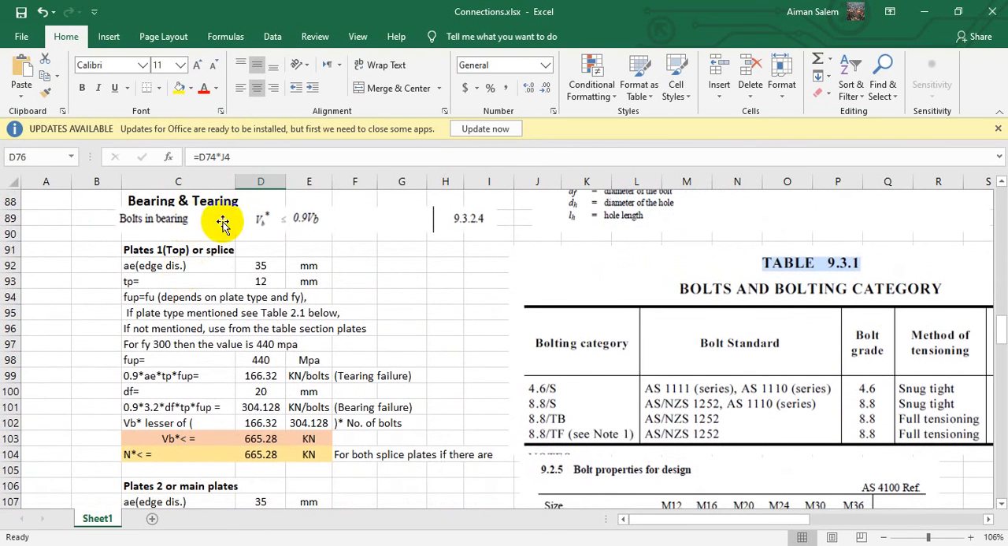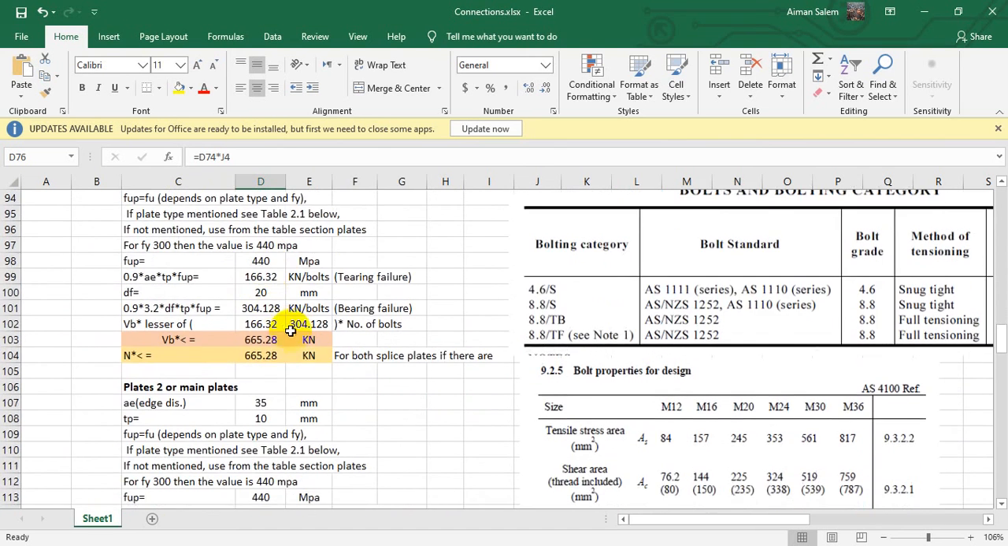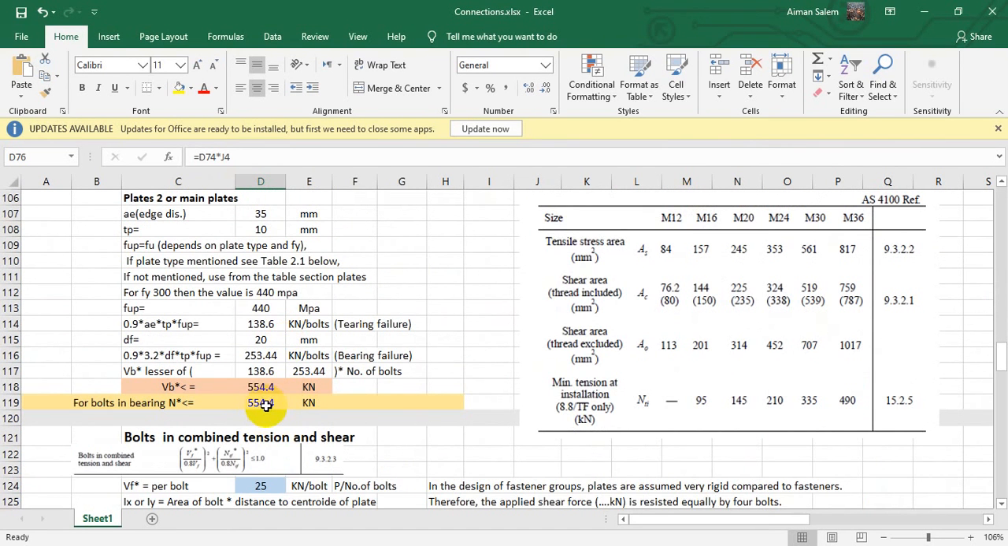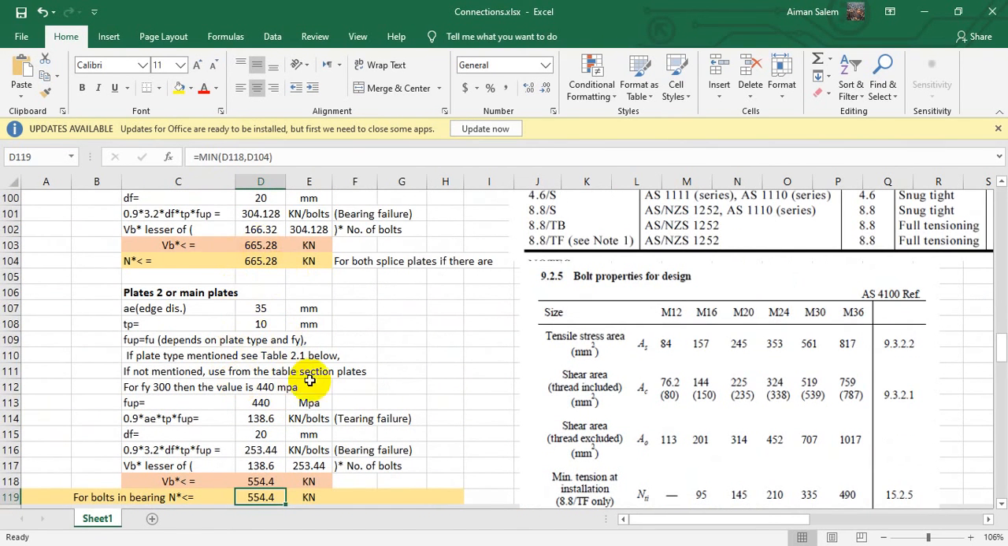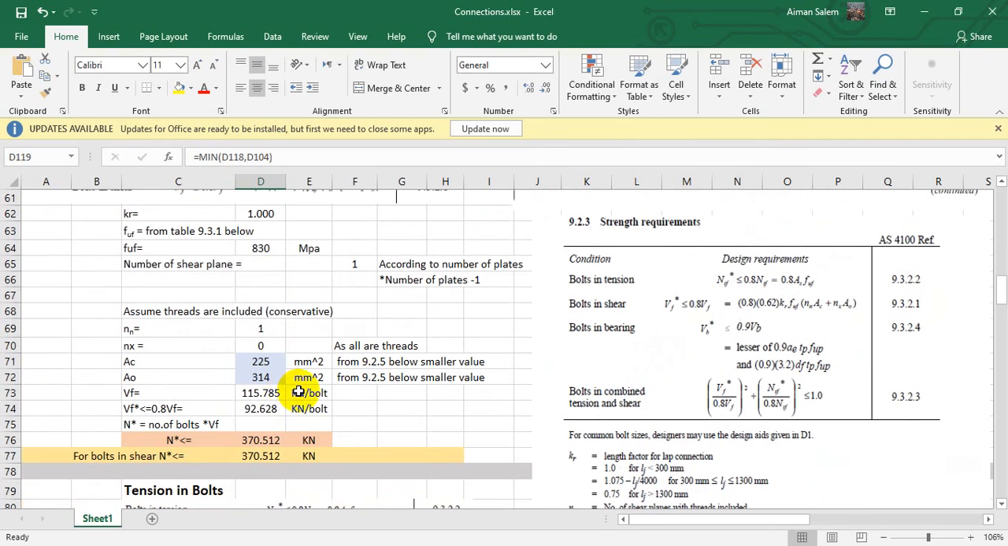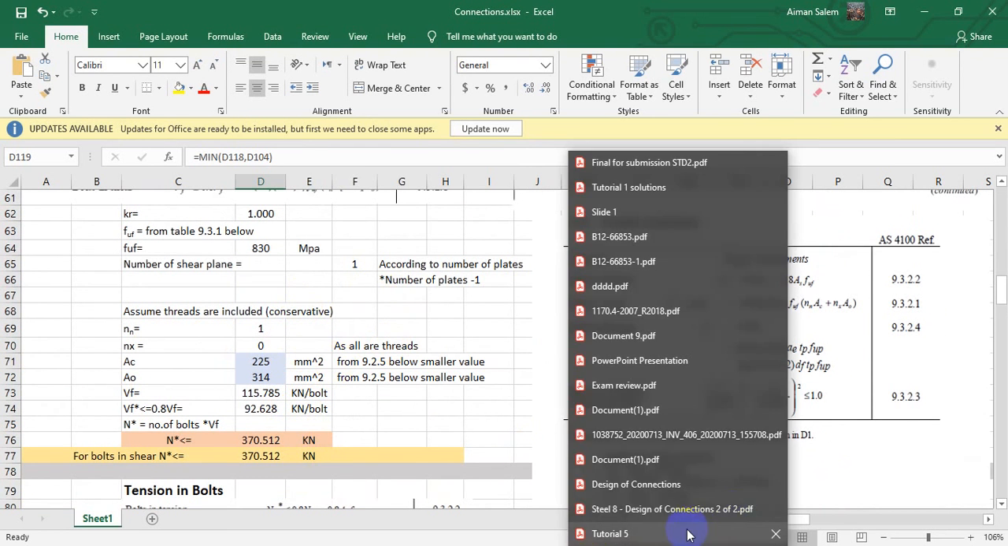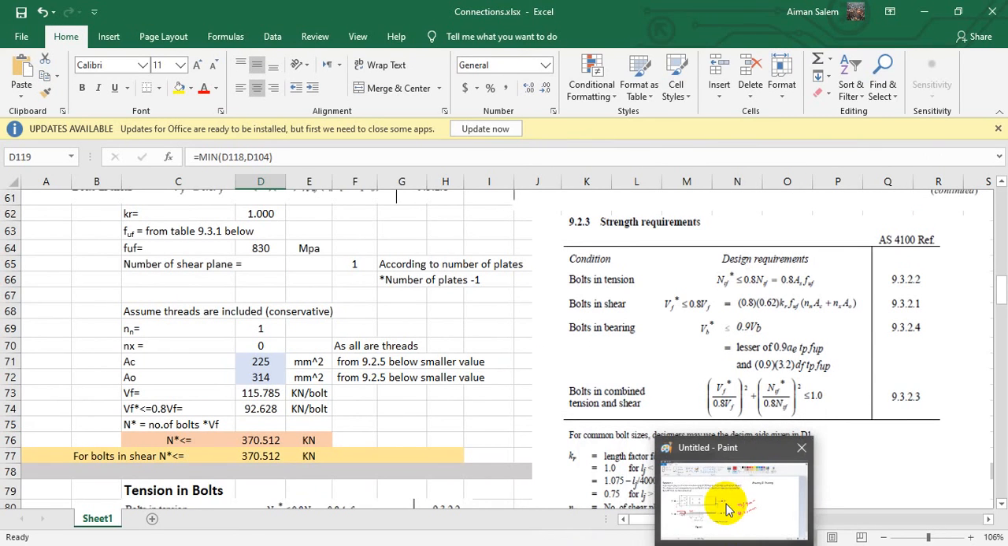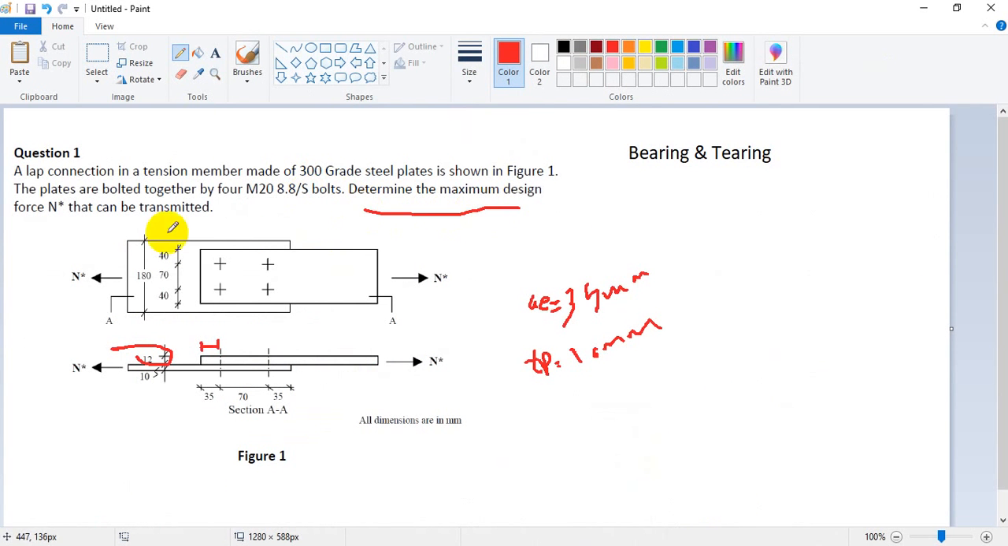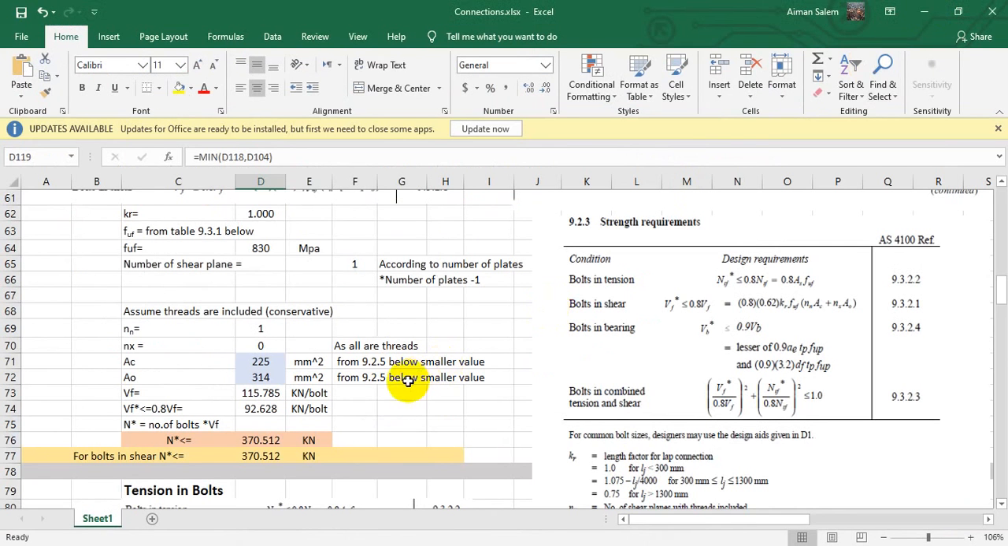So we're going to go to the bearing and tearing. In the bearing and tearing, we found that it's 554, which is the lesser of the two plates. Obviously, you can just take the lesser thickness, and that's it. But as we have an axle seat here, I've already designed it, so I calculated for both of them. So now you can see that the maximum force that we want to calculate in our question here, determine the maximum design end force, is going to be in the shear, which is 370.